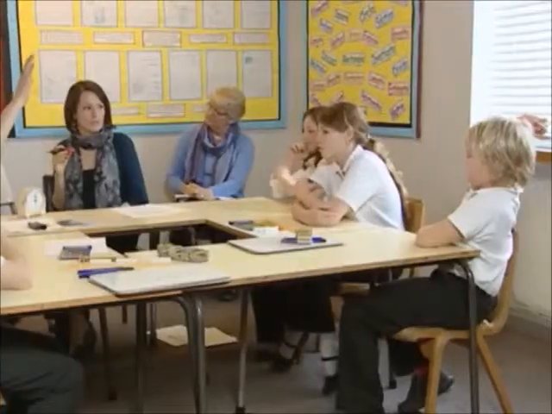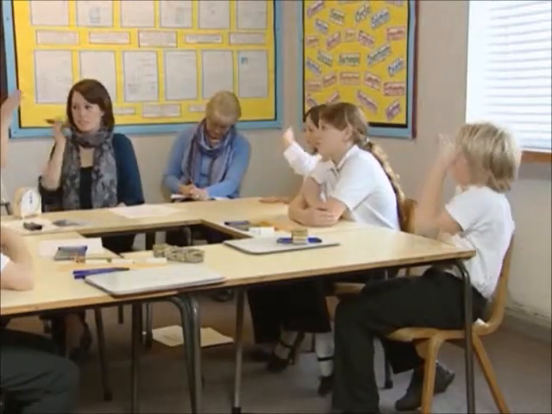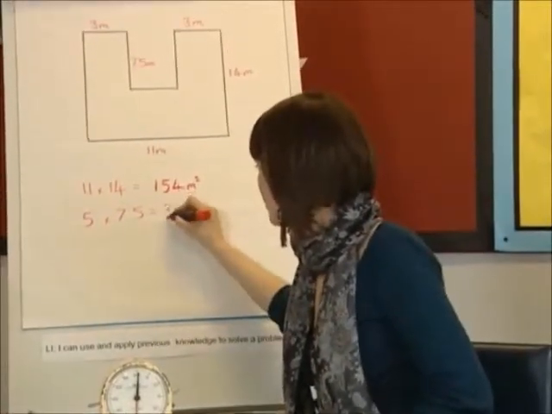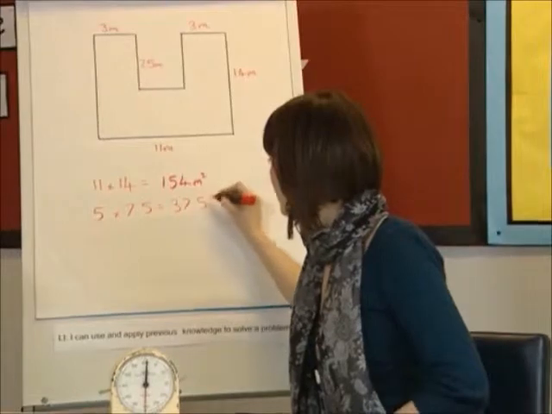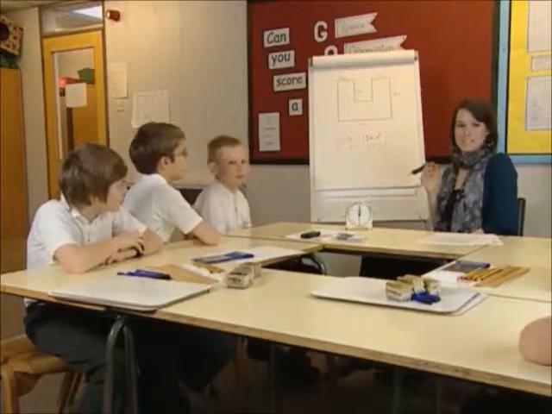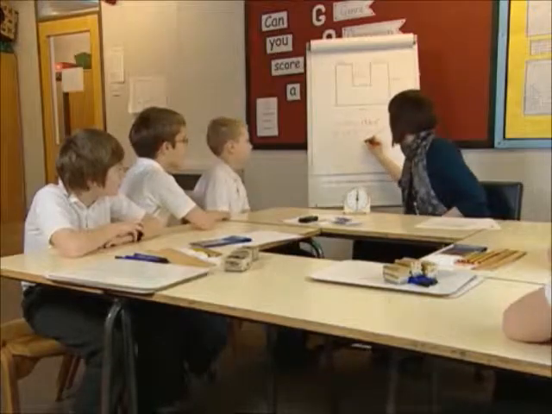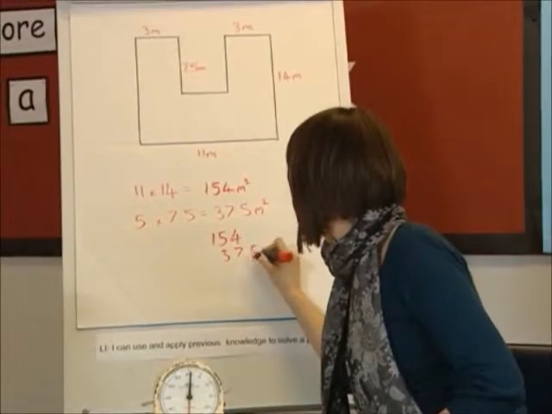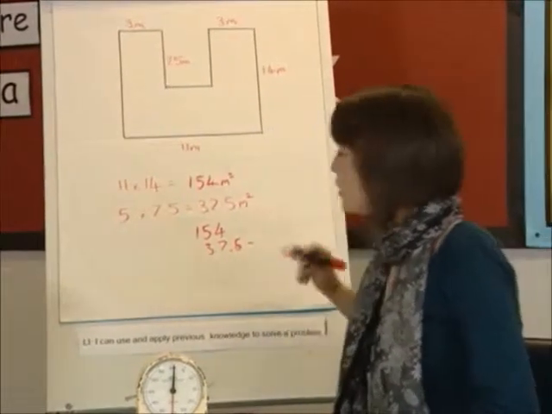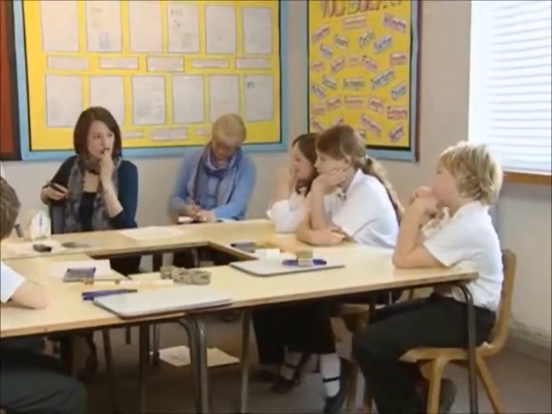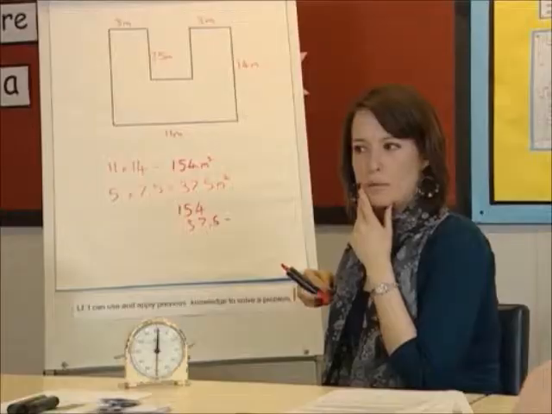You can tell me what it equals. Richard, do you know? 37.5 metres squared. Okay. What do I do next, Jake? You take 37.5 off 154. Okay, so 154 take away 37.5. You can tell me what that gives me. If you need to use your whiteboard, you can do.